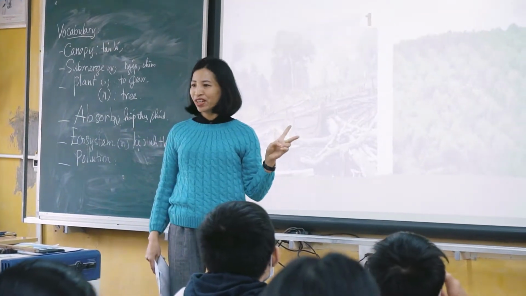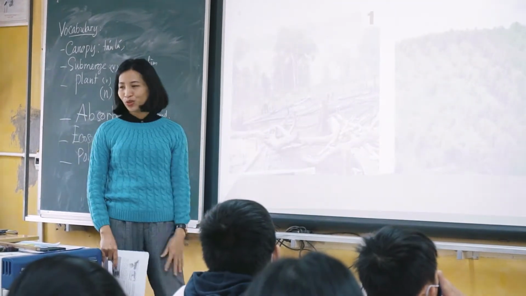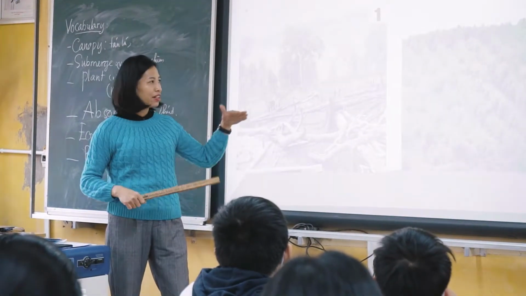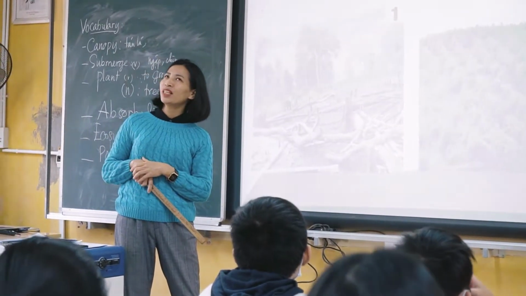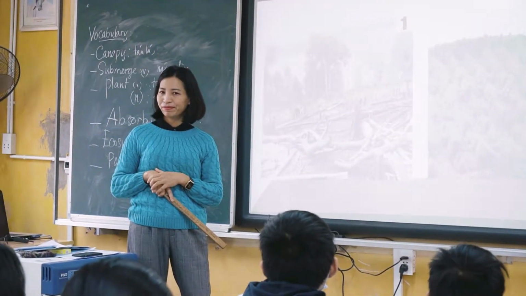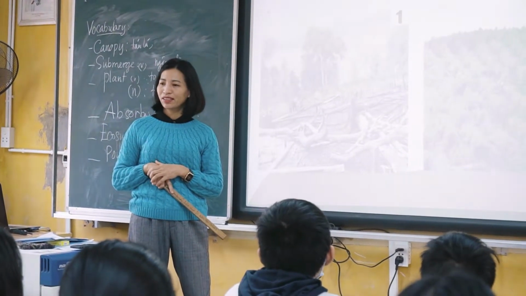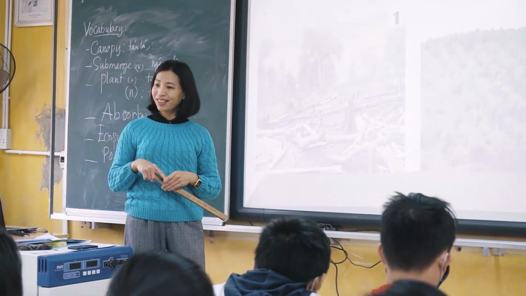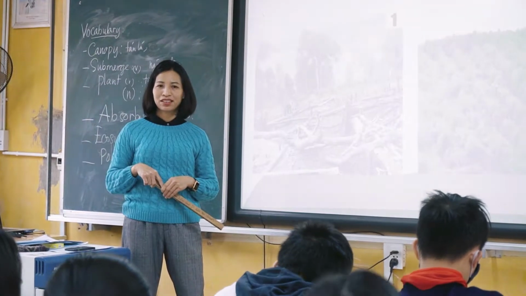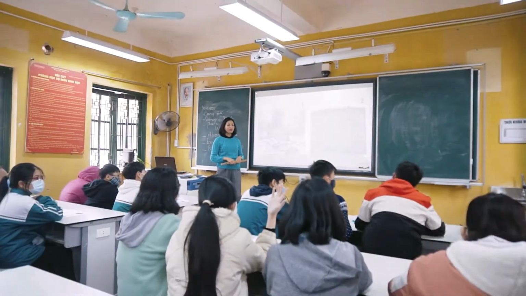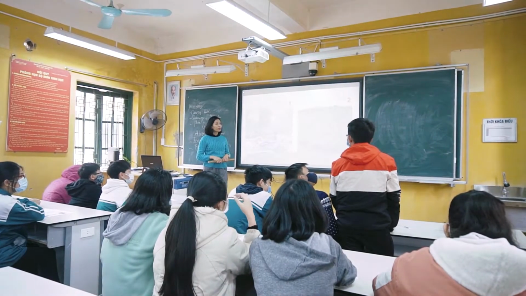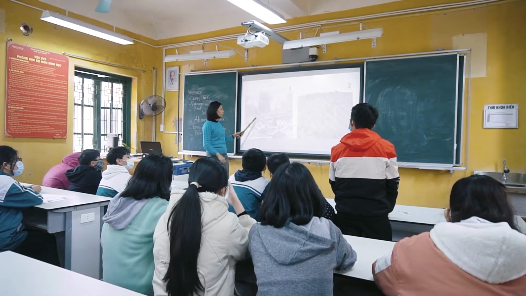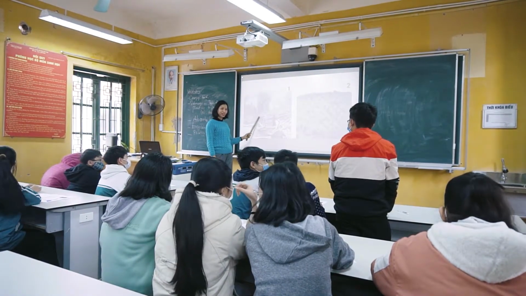There are two areas in this picture, and can you guess which area can be eroded easily? And why? I think it's picture number one. Number one, why? Because many trees are destroyed. Yes, many trees are cut down.